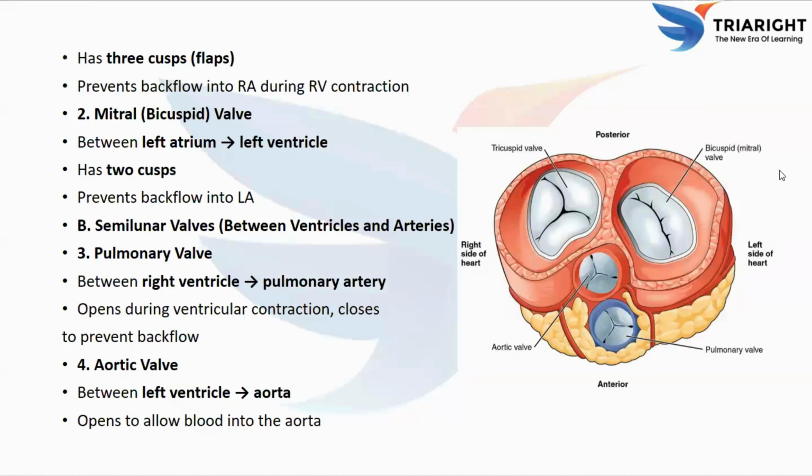You can clearly see in the picture the tricuspid valve over here at the left top side. It is located between the right atrium and the right ventricle. This tricuspid valve works like a gate controlling blood flow from the right atrium to the right ventricle. So next, coming to the mitral valve, also called the bicuspid valve.